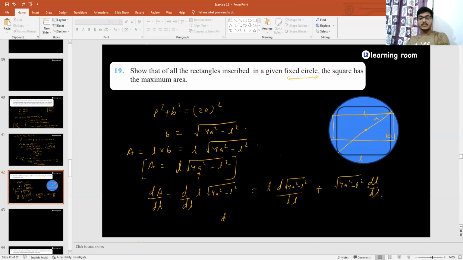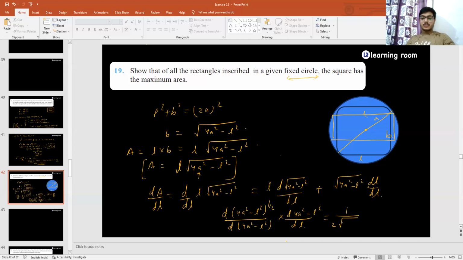If I write it like this, see, d of (4a square minus L square) to the power 1 by 2 divided by d of (4a square minus L square), into d of (4a square minus L square) upon dl. So it will be what? 1 by 2 root under 4a square minus L square. Agree? Into, 4a square is constant, so you'll get minus 2L, minus dL square by dL, because this part was constant, so that will become 0. Do you get this or not? This differentiation?